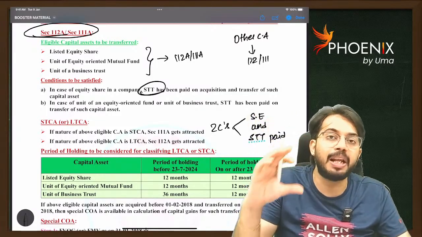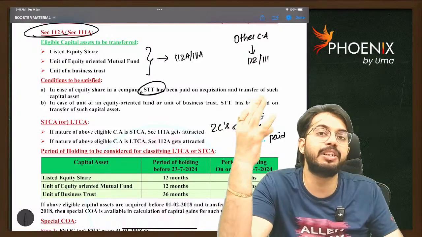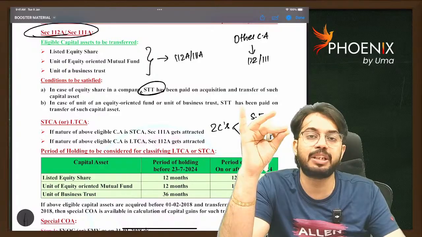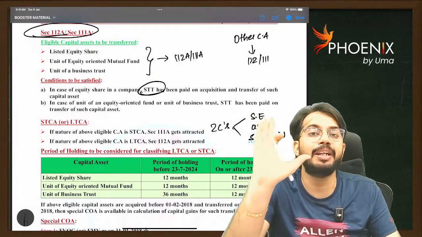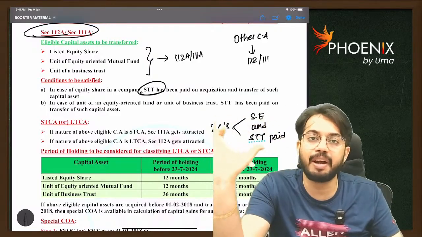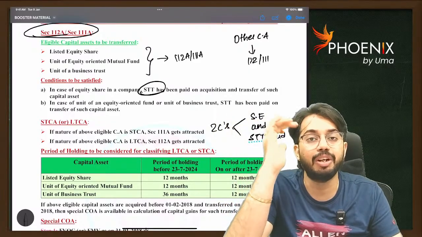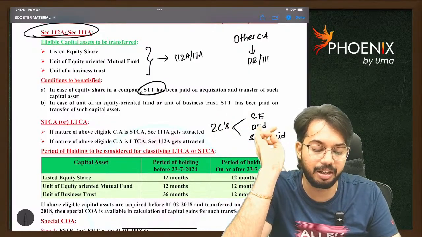This capital asset is required to be transferred. That means listed equity share, unit of equity oriented mutual fund, unit of business trust should be transferred through a stock exchange, and STT is required to be paid. Then only exemption is available. Otherwise, exemption is not available. Are you able to understand?